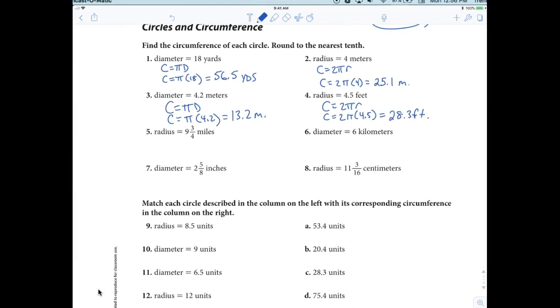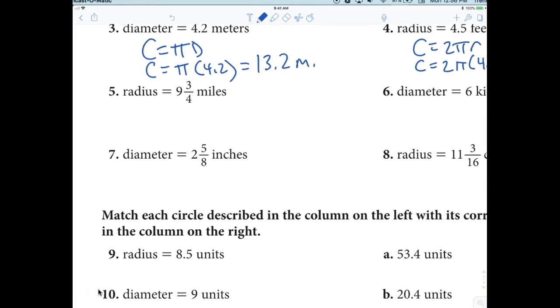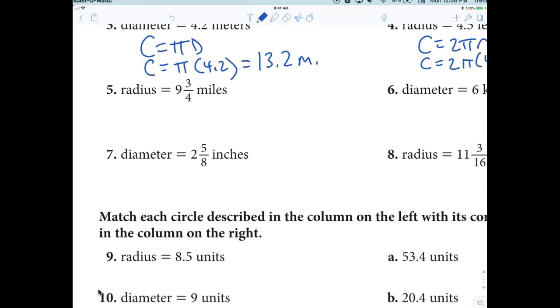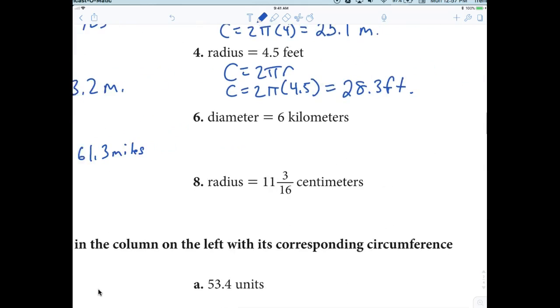All right. Radius is 9 3/4. Caroline. So it would be C equals 2 pi r, and then you do 2 pi times. I did 9.5. Yes, I actually prefer that. If you know the decimal, good job. And then I got 61.3. Anybody else get 61.3? Yeah. All right, let's get the other Caroline out of the way.